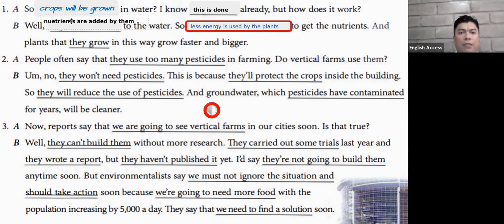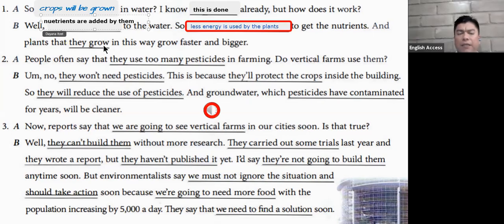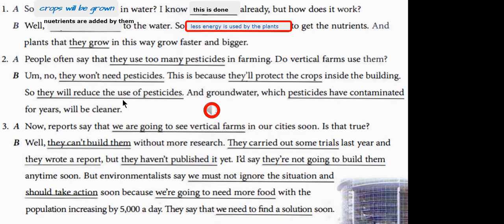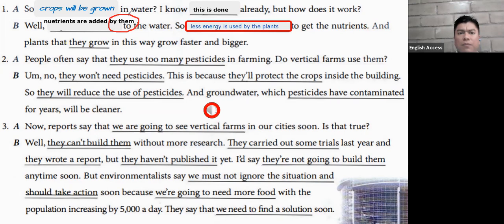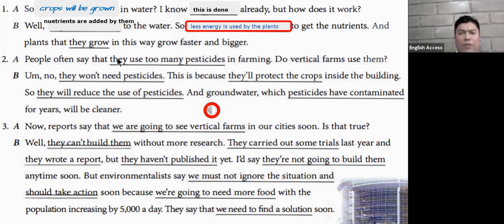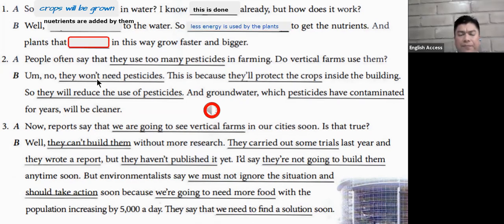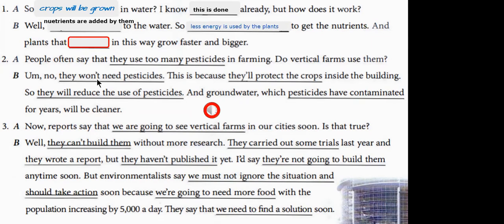Next, nutrients are added by them. Who is them? In this one I'm not pretty sure. That's the issue. Remember, the passive is used because the focus, the most important thing, is not the doer, is not the actor. And if you have by them, then I need to know who is them. Oh, right. So we'll continue. Okay. Next, plants that are grown. Please type your answer.